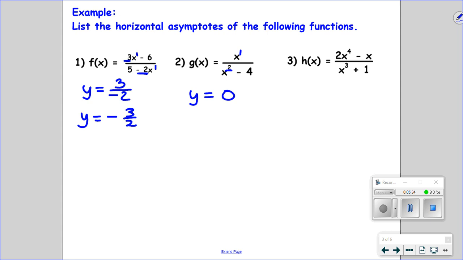Okay, and then in the third example, h of x equals 2x to the 4th minus x divided by x cubed plus 1. The degree of the numerator is 4. The degree of the denominator is 3. Since the degree of the numerator is bigger, there is no horizontal asymptote. Now, what that means about the end behavior is that y is either approaching infinity or y is approaching negative infinity instead of approaching an HA.